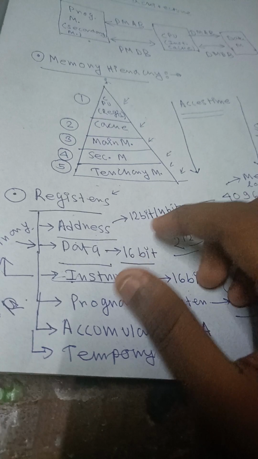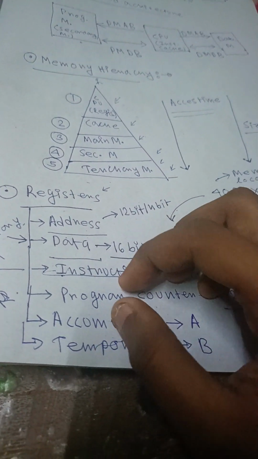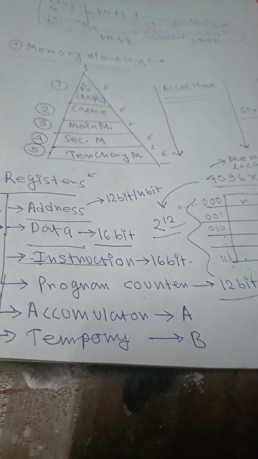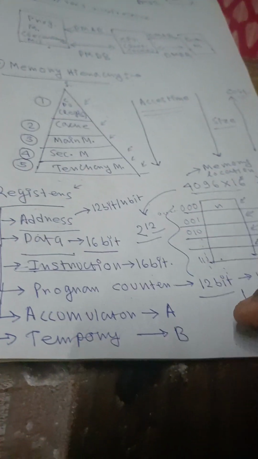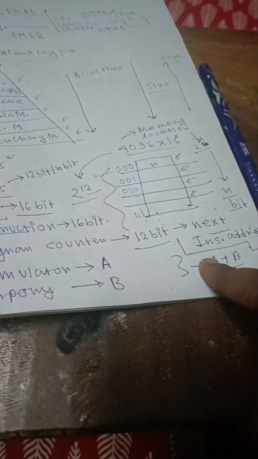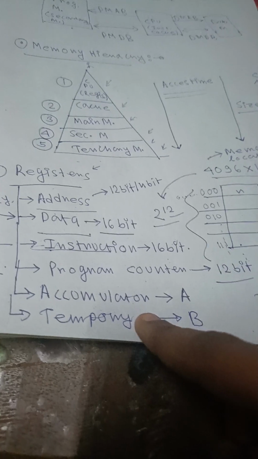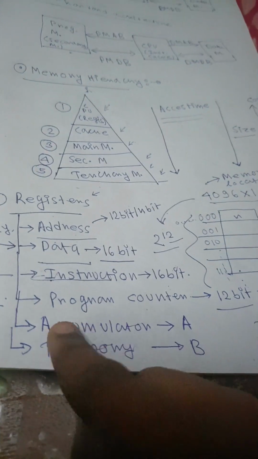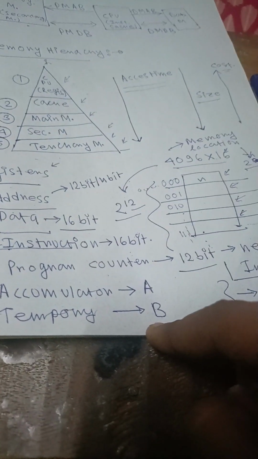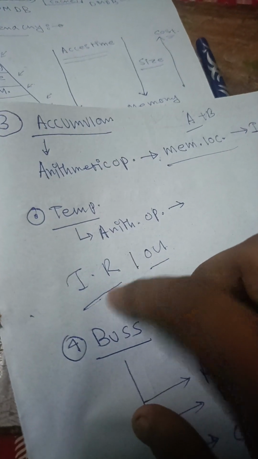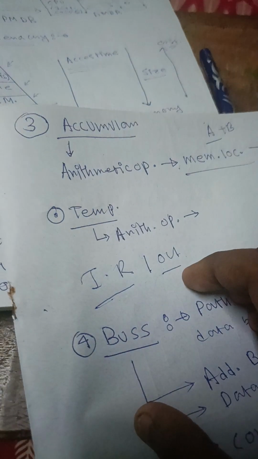Address shows the address, data shows the data, the binary form of the data is the instruction, and the program counter shows the address of the next instruction of the program. As it is showing the address only, it is 12 bits. Then if a is the accumulator, b is temporary, because initially it is a. If there is b plus a, then b becomes the accumulator and a becomes temporary. And the memory location of the input data is stored in the input register, and for the output, that is the output register.